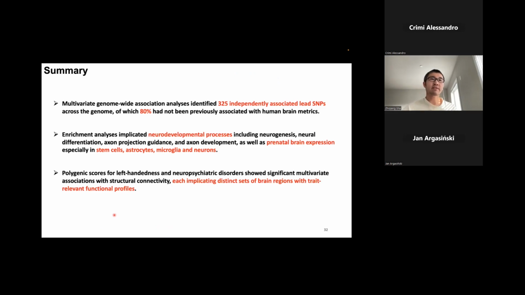And let me use 3 sentences to make a conclusion. Our GWAS analysis identified 325 lead SNPs across the genome, of which 80% of the SNPs hadn't been previously reported in a study. The enrichment analysis implicated neurodevelopmental processes, including neurogenesis, neurodifferentiation, and axon-related processes, as well as prenatal brain expression, especially in the astrocyte, microglia, and neurons. And polygenic scores for neuropsychiatric disorders show significant multivariate associations with structural connectivity, each implicating distinct sets of brain regions with trait-relevant functional profiles.